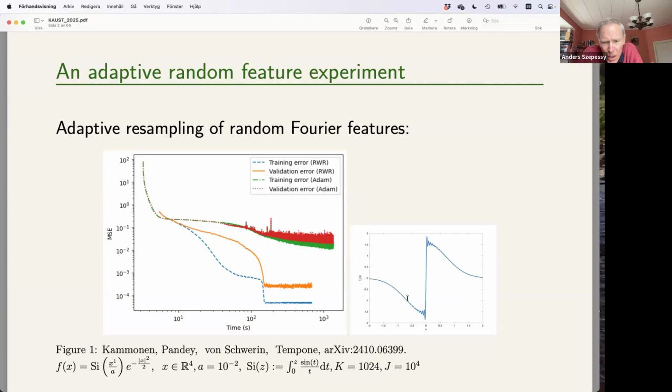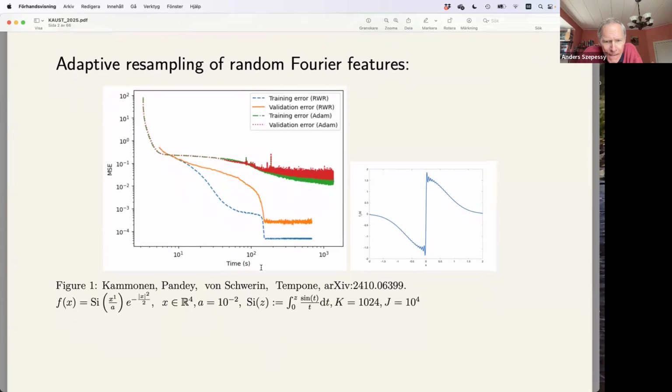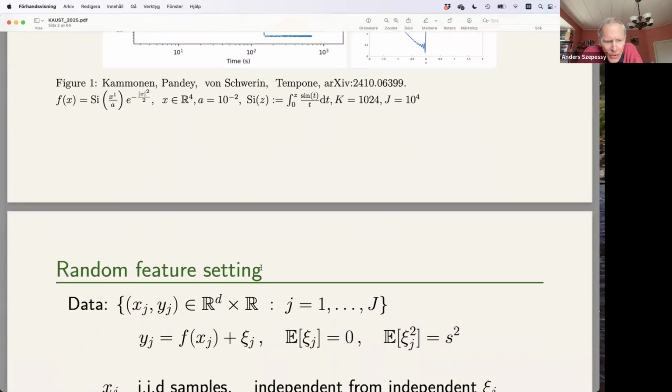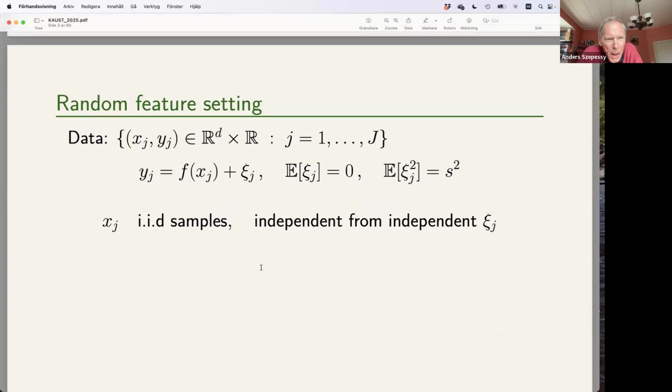And in one dimension, the function is almost a jump and has oscillations like this. And what we see is the generalization, the mean square error here on this axis, and computational time here. So the talk is about trying to understand why it does like this, so the talk is about understanding these curves. So then we come to the background.